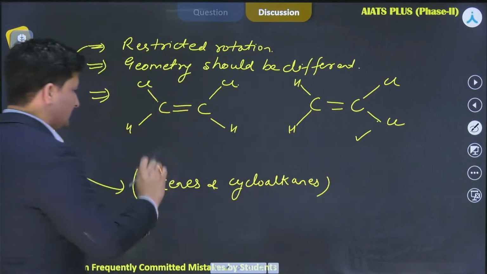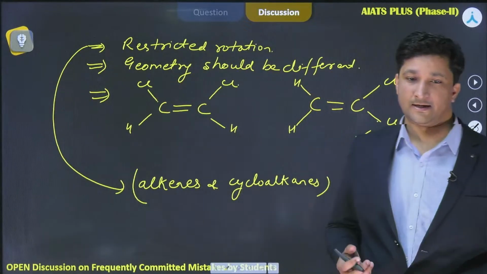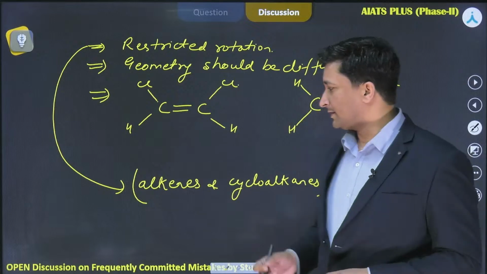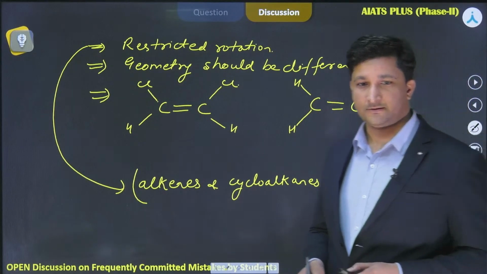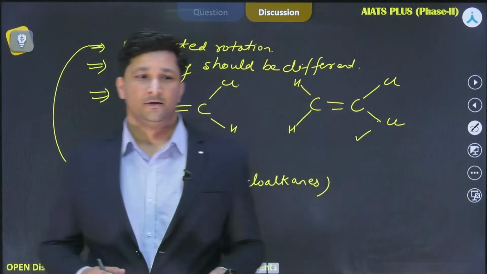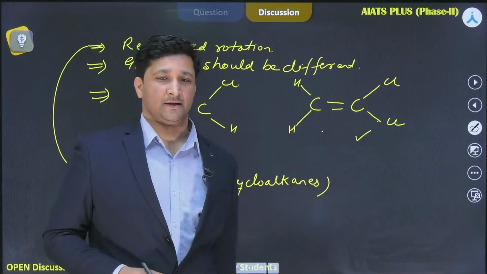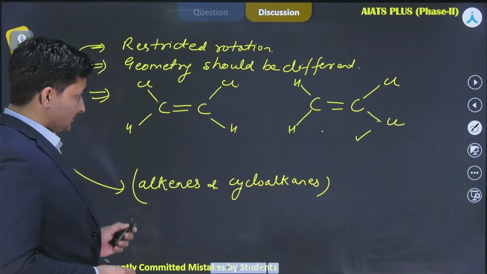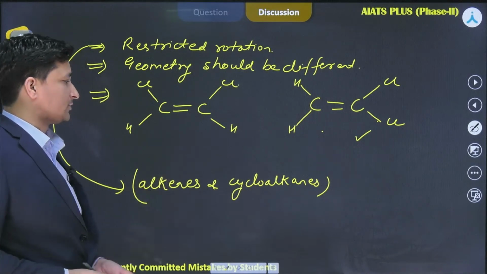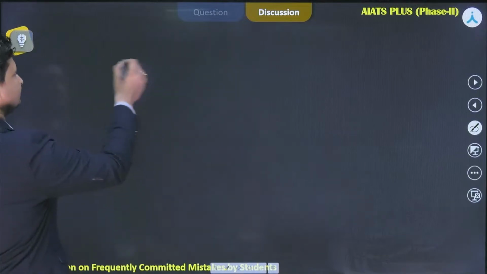There are various types of compounds which will show geometrical isomerism. Because of the same group, this one is not going to show geometrical isomers. Now, let's try to understand the case of various alkenes and cycloalkanes. One very important question is there.